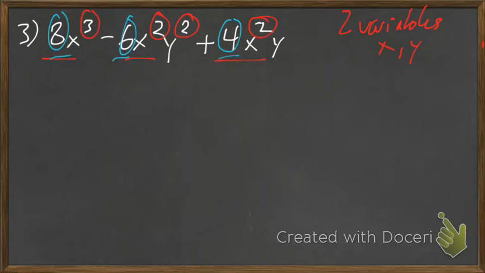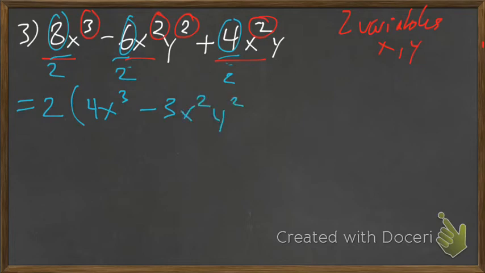Okay, going into my 4, I know 4 can go in there, but 4 can't go into 6. 4 can go into 8. So it's not going to be 4. What else can go into 4? 2. 2 can go into 6, 2 can go into 8. So that looks good. So, equals. If I pull out a 2 completely, I'll be left with 4x cubed, subtract 3x squared y squared plus 2x squared y.